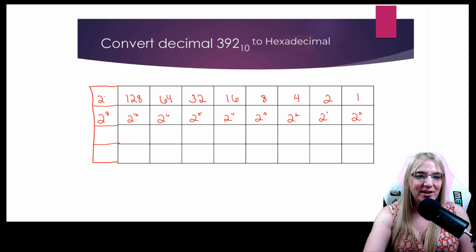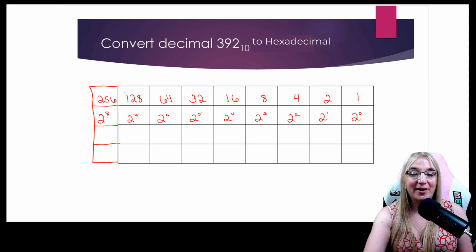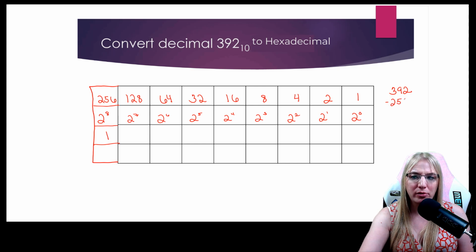Okay. And then you guys are probably seeing this going like, oh my God, we've done this so many times. So then we're going to say, okay, does this 256 fit into 392? In this case, it does. So I'm going to put a 1 here. I'm going to subtract 256 from 392 and take the difference as the new number. So 392, subtract 256 from it, like so. That's going to give us 136. I should get the same number as yesterday.